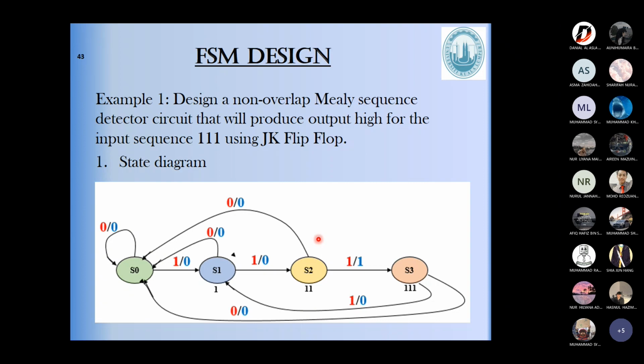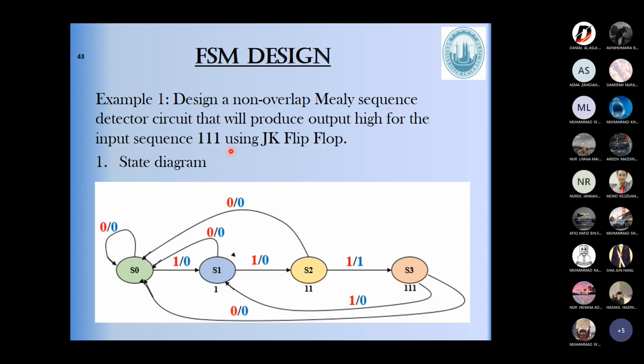Nanti saya akan beritahu apa yang boleh didetect, apa yang tak boleh didetect. Okay, kita akan discuss later on. So, to detect 111 using JK flip-flop, design a non-overlap Mealy sequence. Okay, so non-overlap dengan overlap ni pun memainkan peranan. Dia ada beza. Okay, but tak apalah. Nanti kita tengok beza dia sekejap lagi. Now, I'm moving forward to the design first.